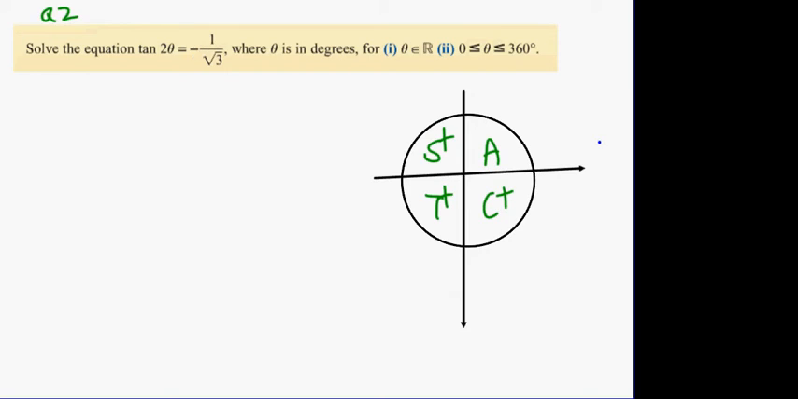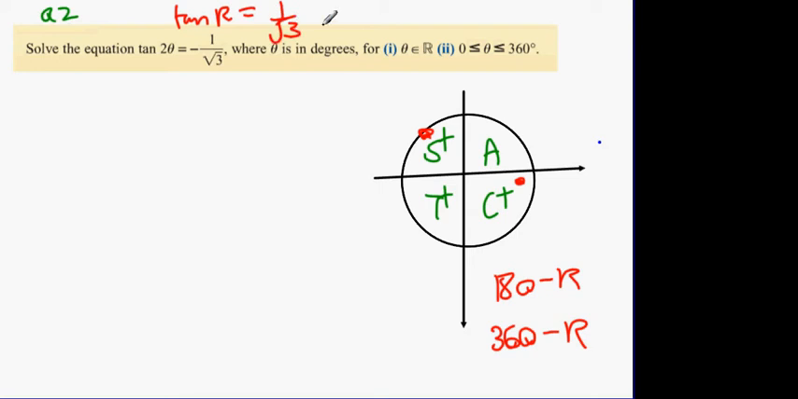Tan is negative. I already know that the second quadrant and the fourth quadrant are the two quadrants I'm going to use. One of them is 180 minus the reference angle. The other one is 360 minus the reference angle. There are two answers, is what we're getting at here. Okay, the reference angle, tan R, is equal to 1 over root 3.